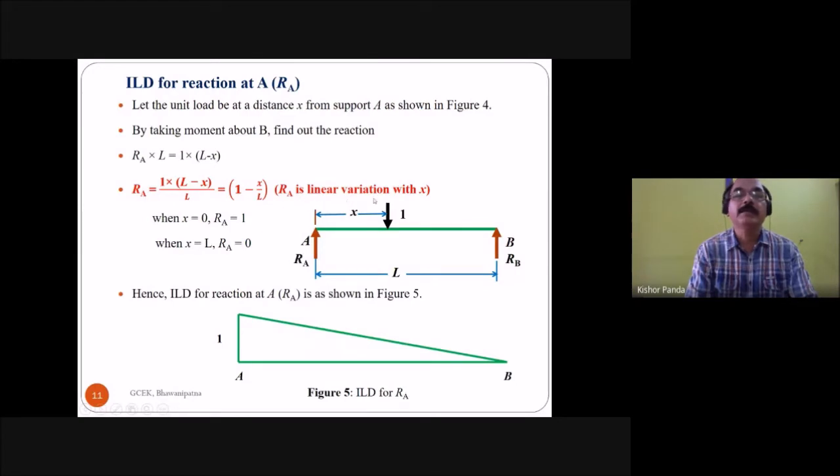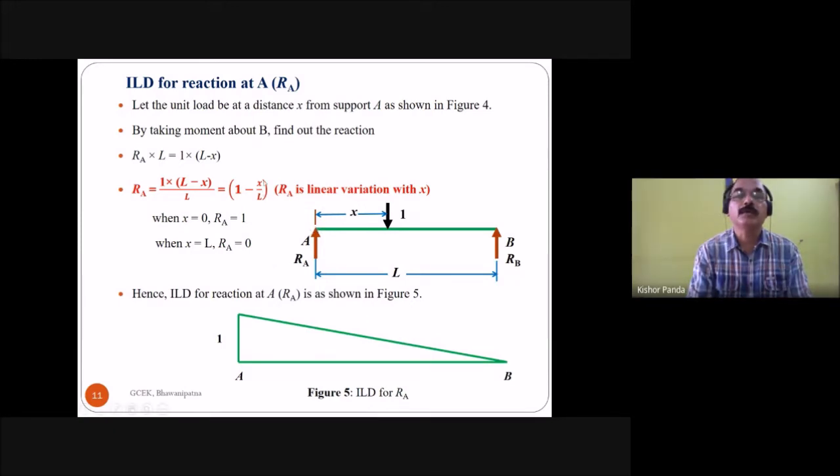That is, RA is linear variation with X. And here you see, this is the position of the load at a distance X from the support A. When the load is at point A, what is the reaction? And when the load is at point B, what is RA? This is the relation between RA and the position of the load. But you have to find out, for different positions of the unit load, what is the reaction RA?